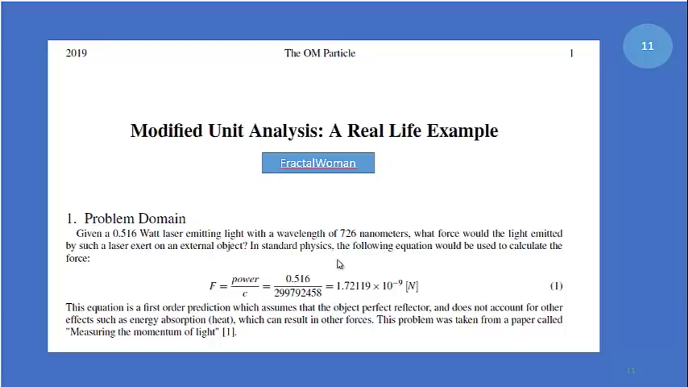In standard physics, the following equation might be used to calculate the force. Force is equal to power over the speed of light. Now this equation is just a first order prediction which assumes that the object is a perfect reflector and does not account for other effects such as energy absorption or heat, which can result in other forces. So this paper measuring the momentum of light actually does deal with some of those other situations. But in an ideal situation, this equation would be used, and this is the number we're looking for.